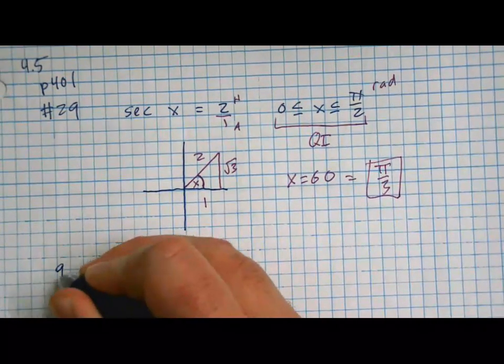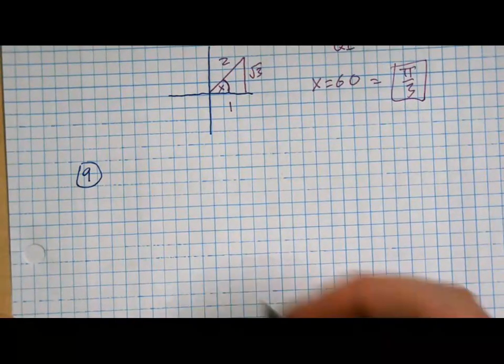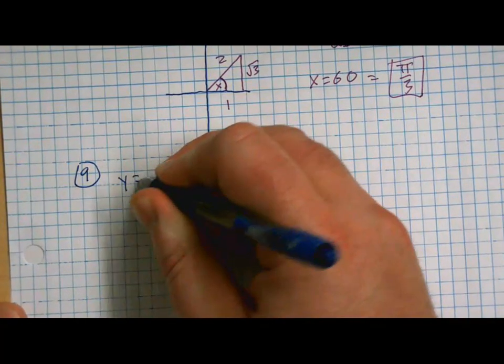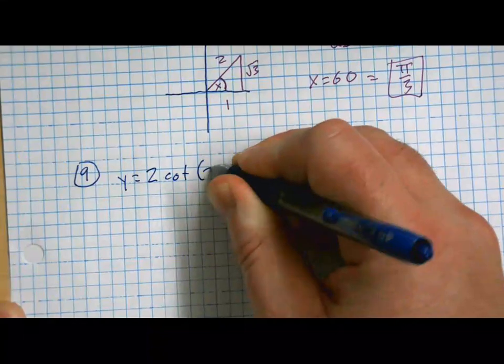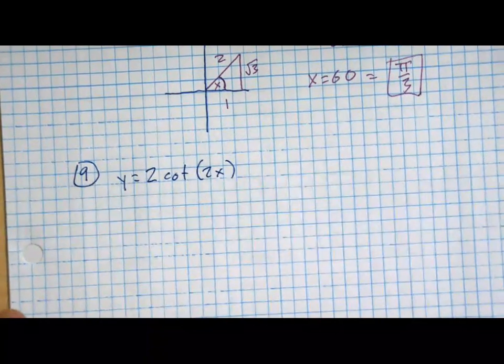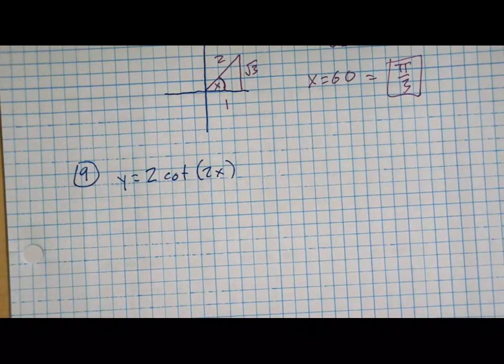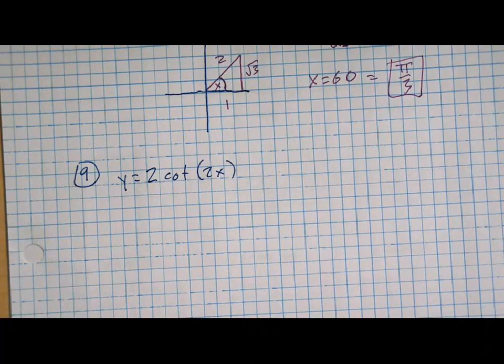Number 9. We are graphing here. Y equals 2 cotangent 2x. Or is it negative? No, positive 2 cotangent of 2x. It says describe the graph of the function in terms of the basic trigonometric function. Locate the vertical asymptotes and graph 2 periods of the function.